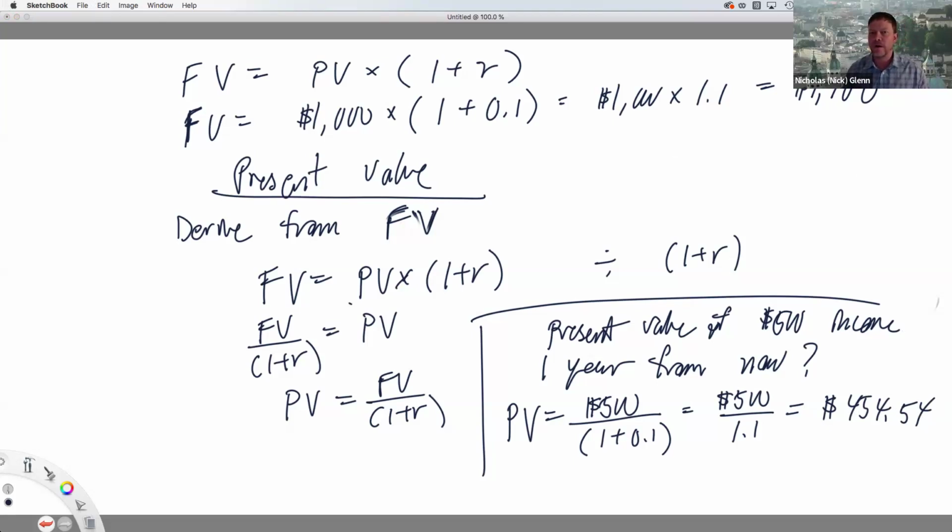Any questions so far? Yeah, is that 1 plus 0.1 just 1 year from now? So if it was 2 years from now, would that be a 2? Okay, yeah, that's a good question. Let's look at the future value first, and then we'll also do that with the present value.